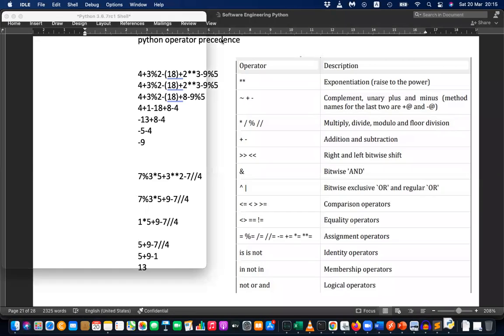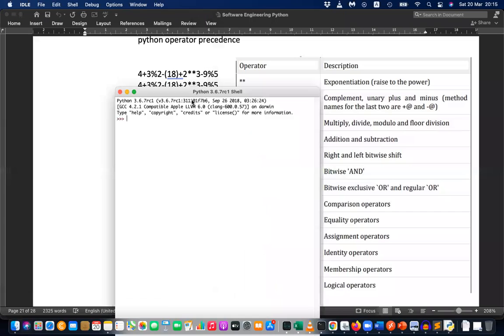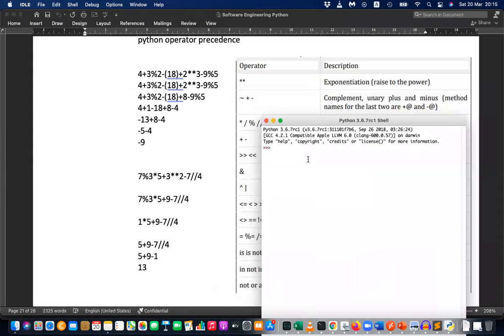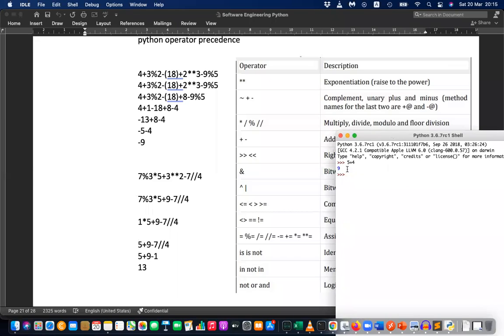Right? So please write down if you don't know. If you don't know about that, please write it down somewhere. Here, if I say 5 plus 4, so 5 is an operand, 4 is an operand, and plus is the operator. Please write it down somewhere if you don't know.